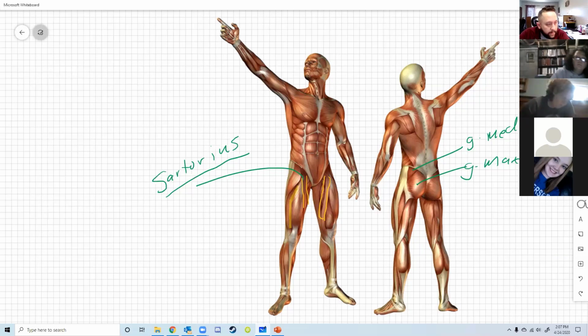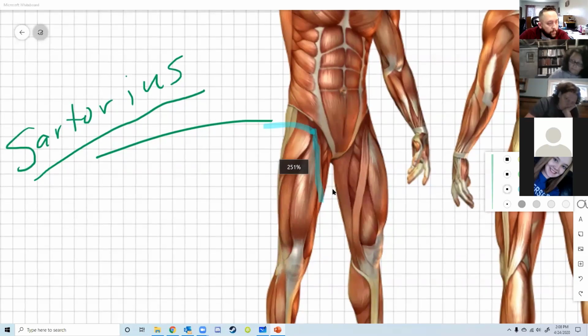Let's look at this one right here. Oh, I didn't know I had a highlighter. Cool. Okay, so here's my sartorius. This one, so the front of the thigh, we've got a few different muscles here. One is the vastus lateralis right here.